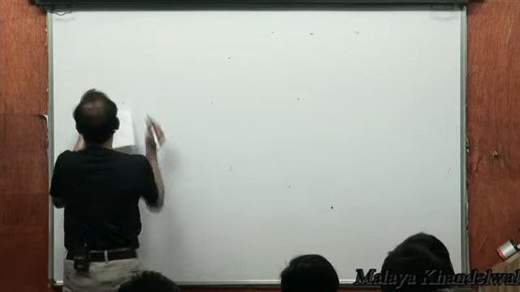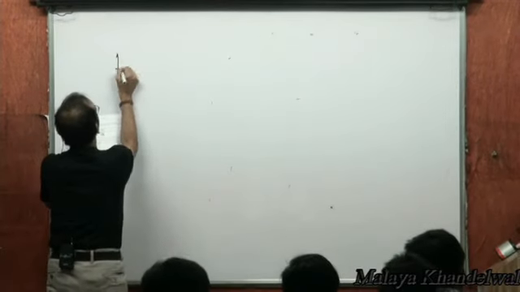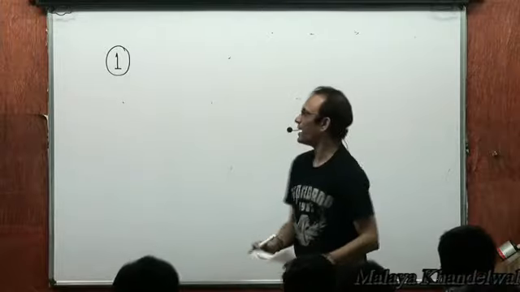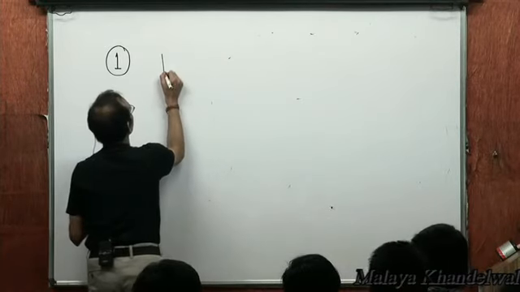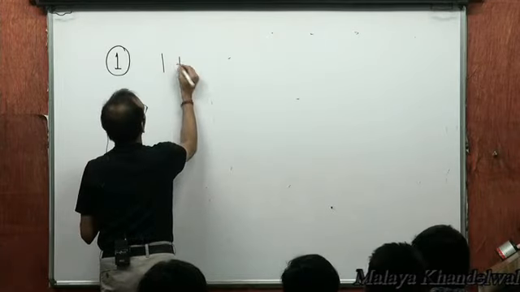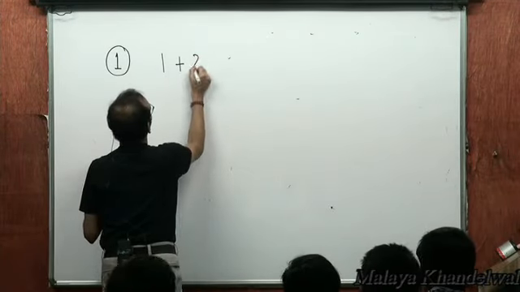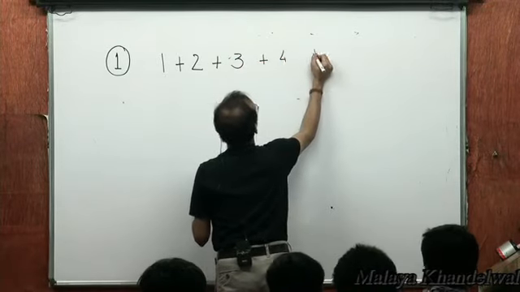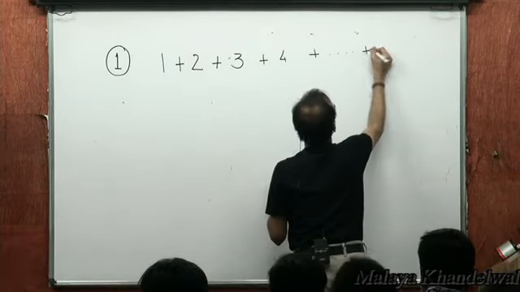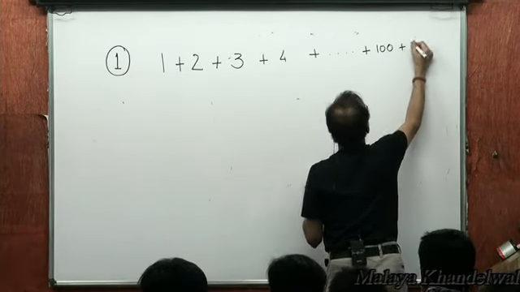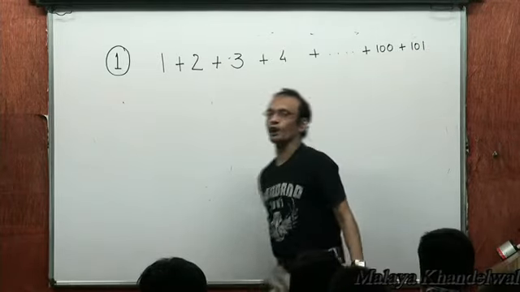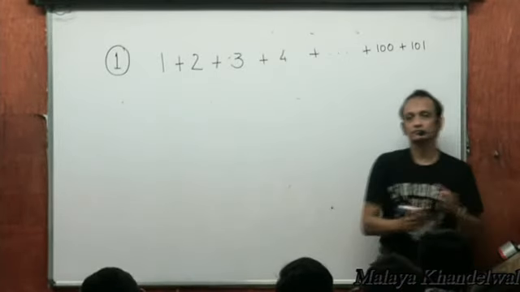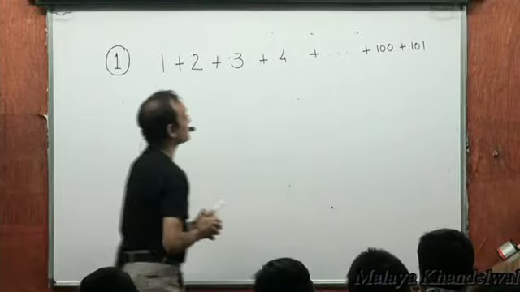So, the first problem is about numbers from 1 to n, 1 to 101. Numbers from 1 to 101. These are numbers from 1 to 101.